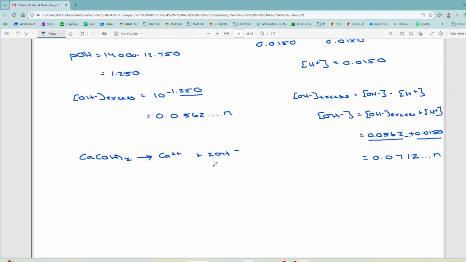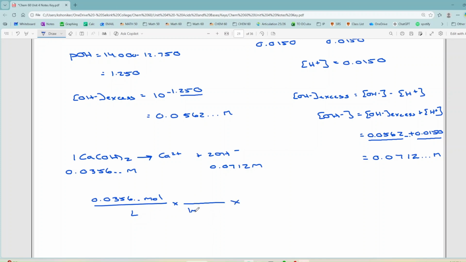Okay, so that's the concentration of my hydroxide ions in solution, but I want to find out the mass of the calcium hydroxide. So from this, I want to find the original concentration of calcium hydroxide. It's in a 1:2 ratio, so I'm actually going to divide that by 2. So I end up with 0.0356... moles per liter. Now I want to convert that to grams, because the original question asked me for the mass of calcium hydroxide. So I'm going to take that 0.0356... because it's still in my calculator, moles per liter, and convert it to just grams.